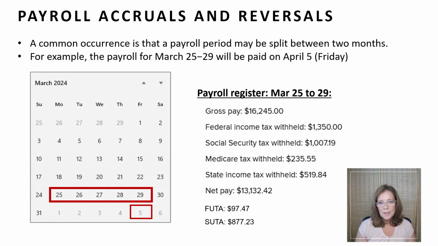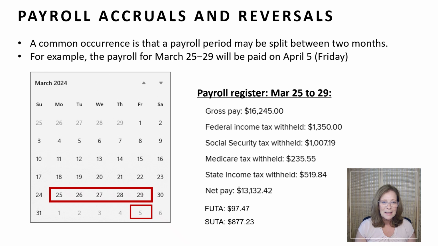A common occurrence is that a payroll period may be split between 2 months. Either the payroll period spans the 2 months, meaning the payroll period starts, for instance, in March, but ends in April. Or the payroll period is in 1 month, but the pay date is in the next month. Accountants, though, want to match the expenses with the revenue they help generate. This is called the matching principle. That means that we need to record expenses when they are incurred. We can't wait until they're paid.